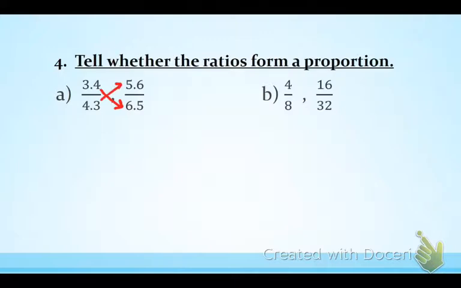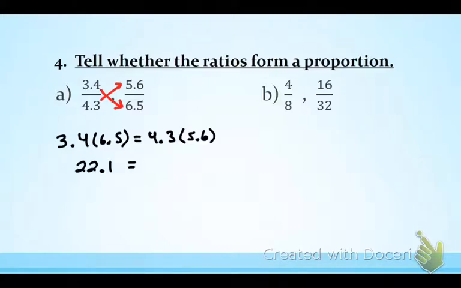All right, we're multiplying across. So show me your work. 3.4 times 6.5 equals 4.3 times 5.6. Mason, what's 3.4 times 6.5? 22.1. Sherelle, what's 4.3 times 5.6? 24.08. Guys, do those numbers look the same? No. So they do not equal each other. The answer is no, they are not forming a proportion.